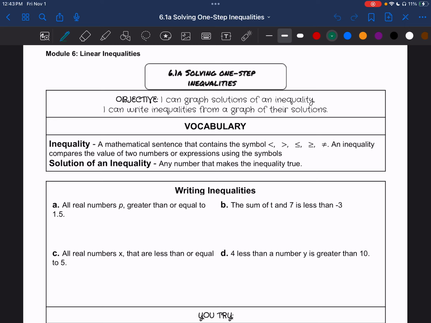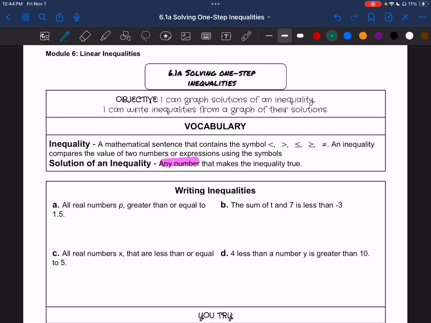So what is an inequality? It is a mathematical sentence that contains the symbols less than, greater than, less than or equal to, greater than or equal to, or not equal to. An inequality compares the value of two numbers or expressions using those symbols. The solution of an inequality is any number that makes the inequality true. There could be an infinite number of solutions to an inequality.